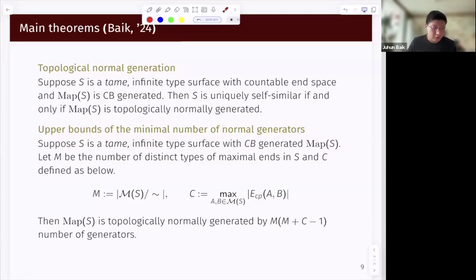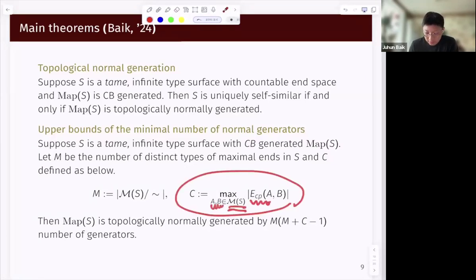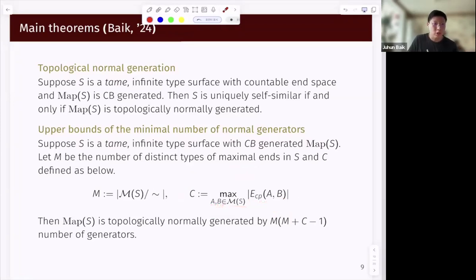The second answer is an upper bound on the minimal number of normal generators. Again, the assumption is a tame infinite type surface with CB generated mapping class group, but in this case I didn't restrict to countable end space. Let M be the number of distinct types of maximal ends in S, and C is defined as follows. Here A and B are distinct maximal ends, and this is some end type which accumulates to both A and B, and we consider all the types of those C's.